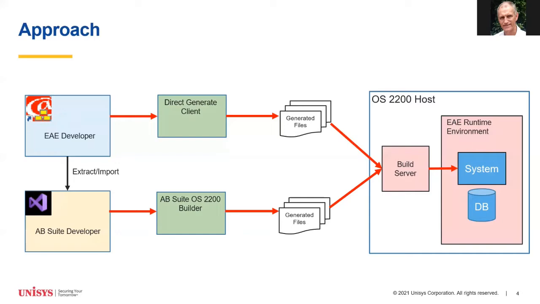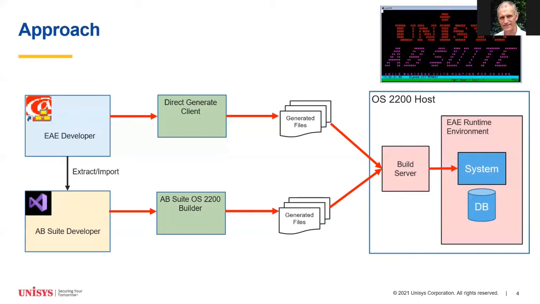Now, the runtime environment for AB Suite is virtually identical to that for EAE. We've essentially just rebranded or relabeled the runtime environment to say AB Suite. But apart from that, there have been essentially no significant changes. For example, here's an image of the splash screen that you see from a TIP terminal signed onto the system. It's clearly labeled as AB Suite and it says Agile Business Suite runtime for OS 2200. But internally, the runtime environment is the same as for EAE.